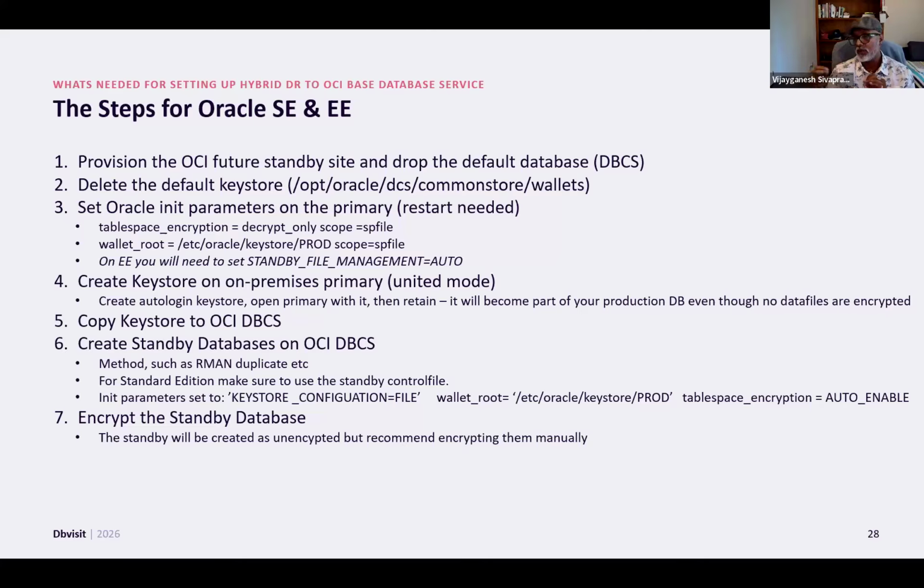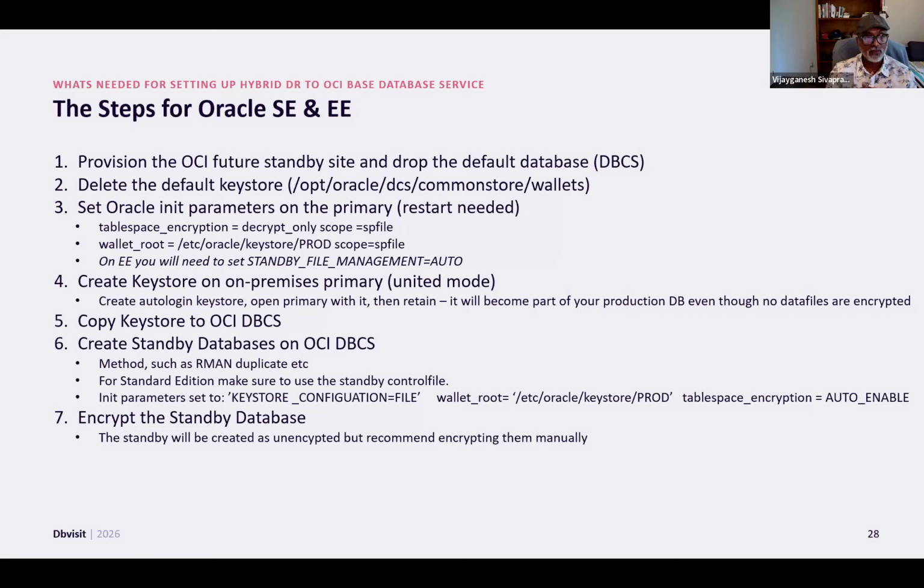Once you provision this environment, the first step is to delete the default key store. Once the key store is deleted, we set the following parameters on your on-premise database, for which a database restart is needed. You set tablespace encryption to decrypt only, whereas by default it is manual enabled. You have to set your wallet root, and set your key store configuration to file. Also, for enterprise edition, you have to set standby file management to auto. This is only for enterprise; for standard edition, you cannot use this parameter.